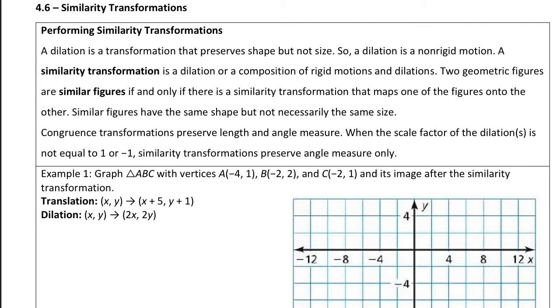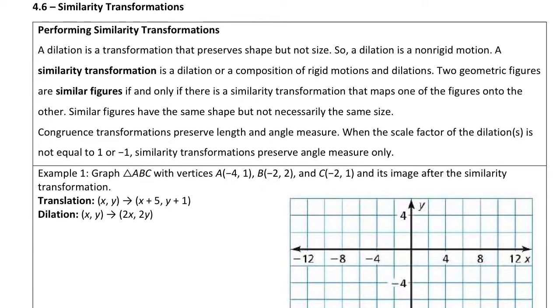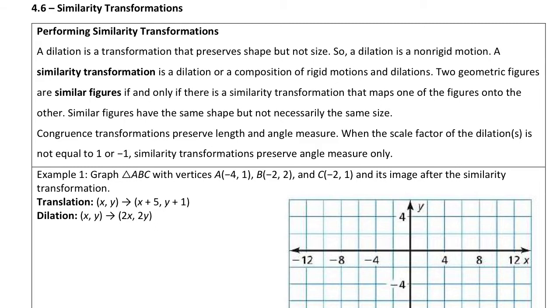Okay, so we are to the last lesson in Unit 4. This is Unit 4, Lesson 6, Similarity Transformations. So I'm going to read this definition, and I'm going to explain what this definition actually means. A dilation, what we covered in the last lesson, is a transformation that preserves shape but not size.